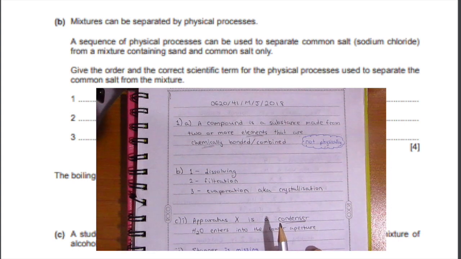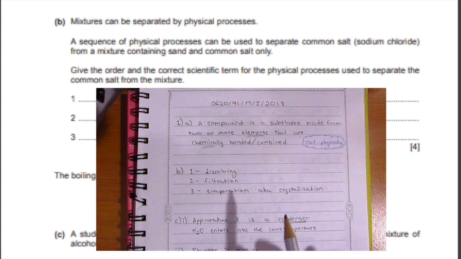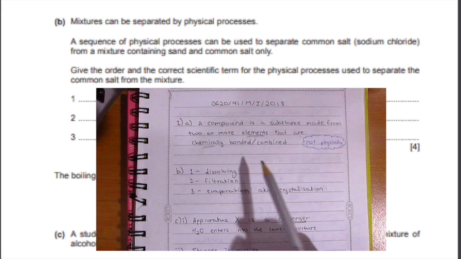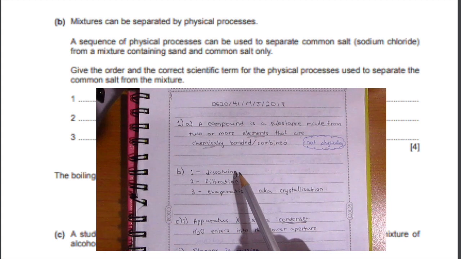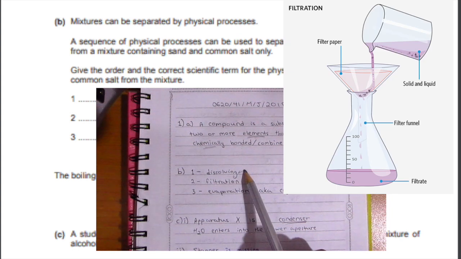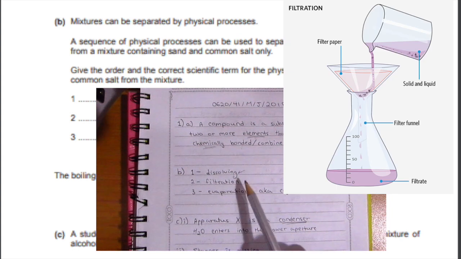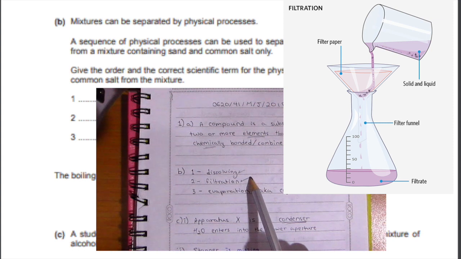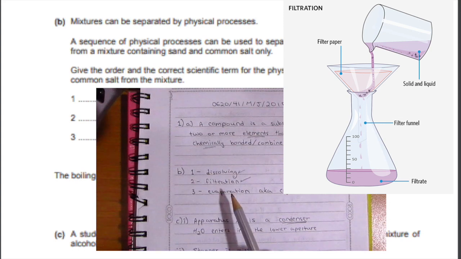So now for part B, mixtures that can be separated by physical processes. So we have the sodium chloride, which is a common salt, and we have the sand, and we're trying to separate them. So the first thing you're going to do is to dissolve this mixture in water, and then once it's dissolved, you're going to filter it. You're going to place it in this apparatus, which I'll show you here. It's going to pass through the filter paper. The water and the common salt will pass through because they're small enough, but the sand will be stuck up there because it's too large to pass through the little holes in the filter paper.